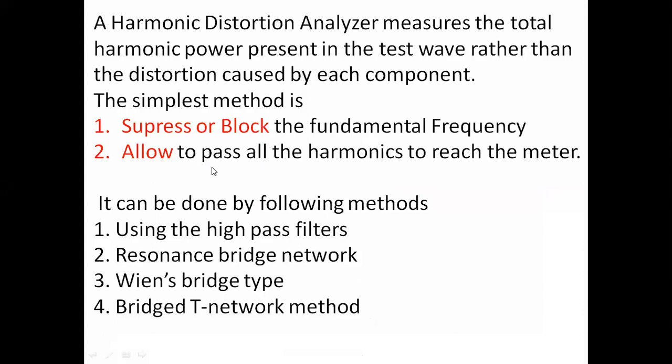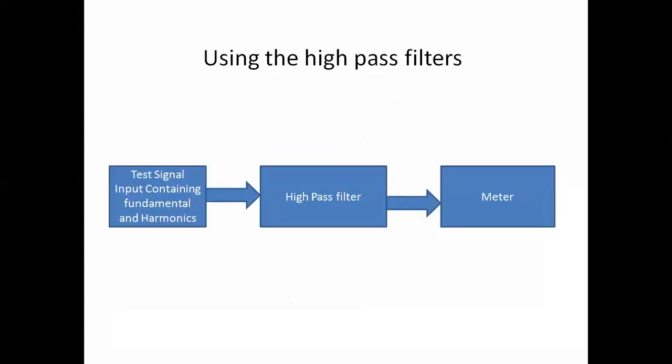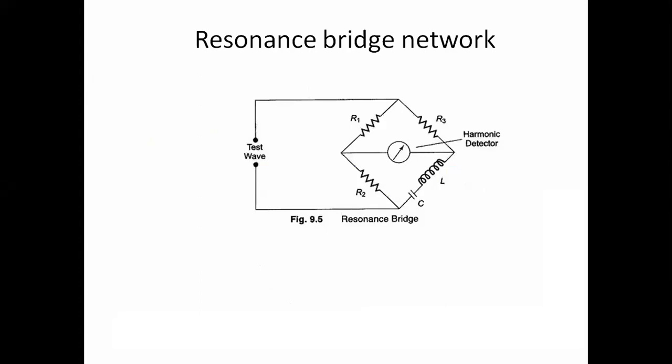In this process, we are using 4 different methods for measurement of total harmonic distortion. The first and second we have discussed: using the high pass filters, this is one method, and the resonance bridge network. This is also discussed.